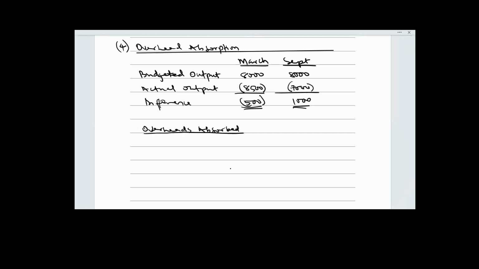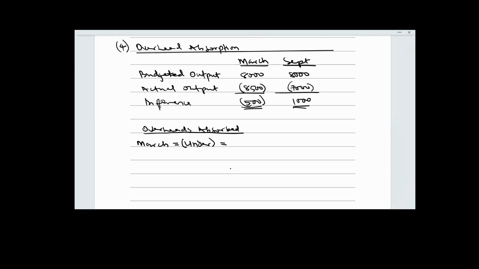So, I'll say that when budgeted output is greater than actual output, it is called over absorption. But when the budgeted output is less than the actual output, it is under absorption. So you can see in this case, for the period ending March, because budgeted output is less than actual output, that means it is under. Once the difference is negative, that means it is under.